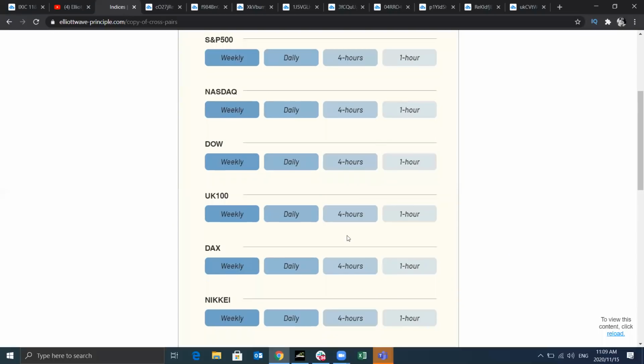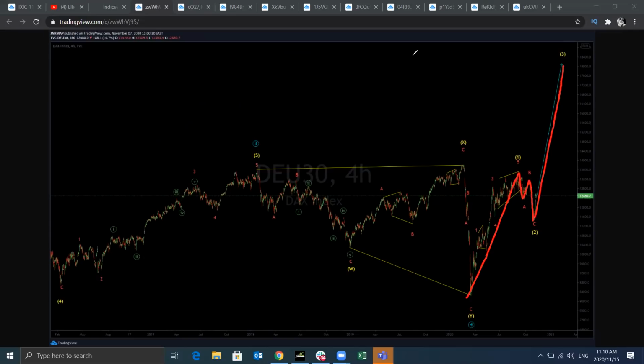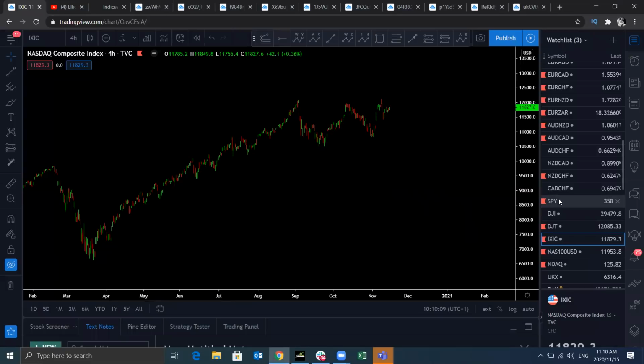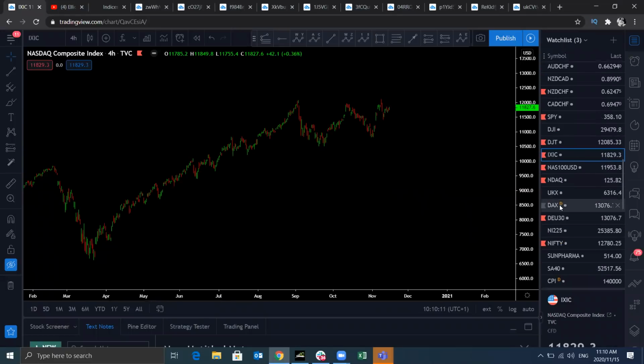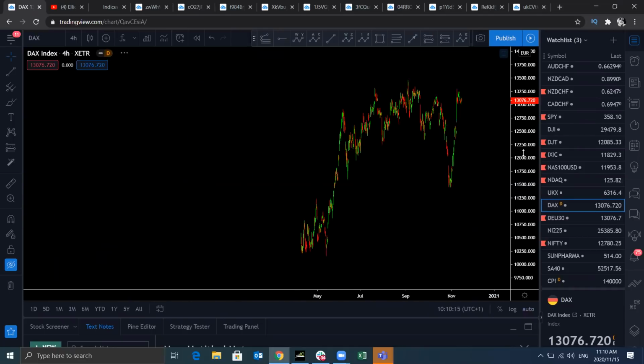The next one on the indices is the DAX. So the DAX as well, as you can see, we started with this move. We're looking at this one as a wave 2 in the yellow degree and expecting this one to go for the wave 3 on the DAX, and that is how the DAX has played out. If you look at the DAX now, that is exactly how the DAX has played out.